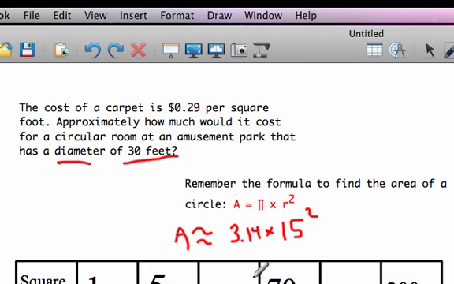So it'll be about 675 square feet. So we got to do that times 29 cents. And again, approximately how much it would cost. I'm going to say let's round 29 cents to 30 cents. So 675 times 0.3, that would equal about $202.50. Hopefully that makes sense.